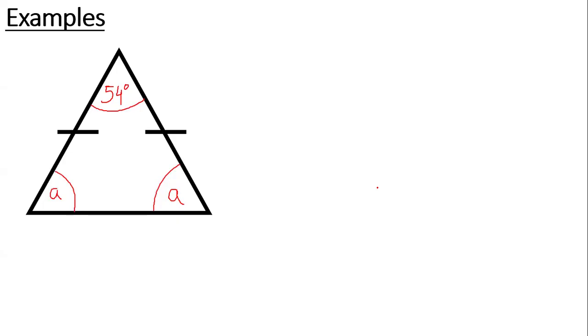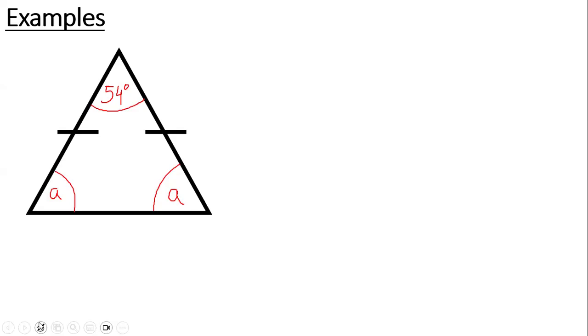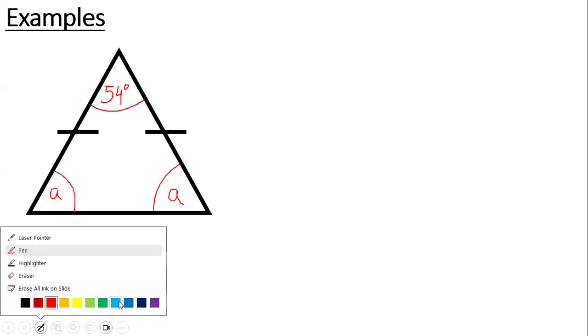Yes, sir. Really? Okay, y'all are very smart then. So how are we gonna do this? We subtract 180 from 54, and we divide it by 2 so that it will be equal for A and A. Very good.